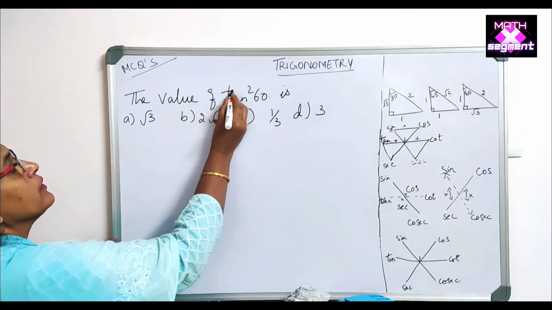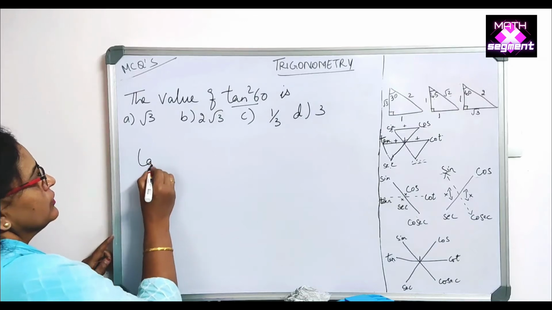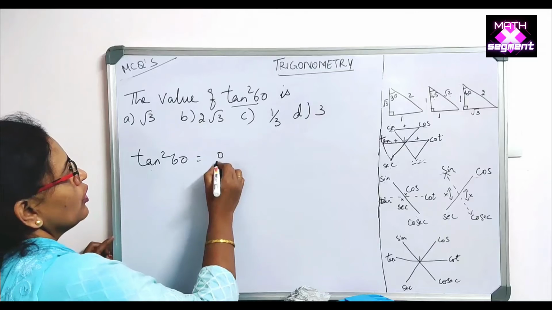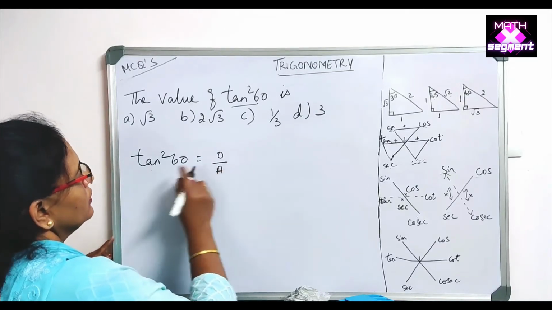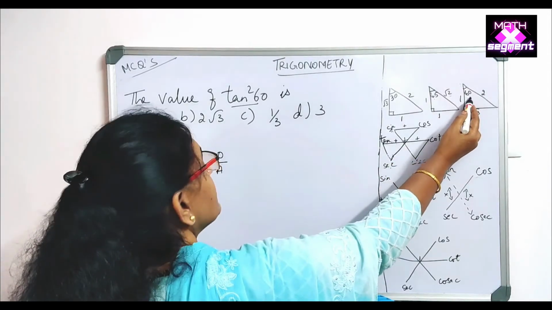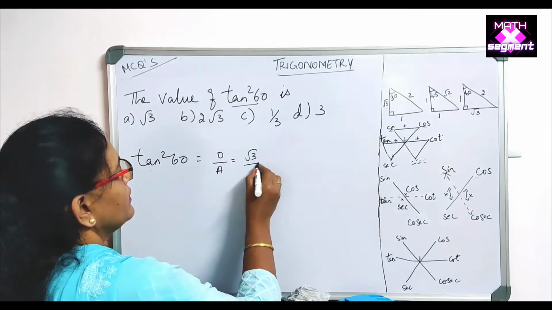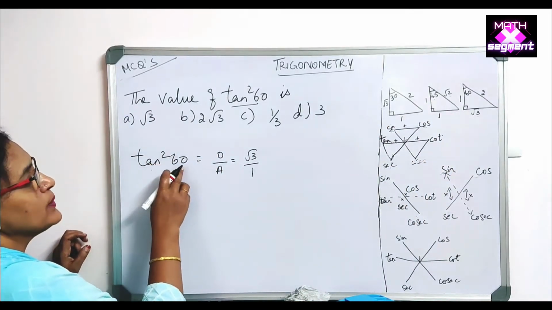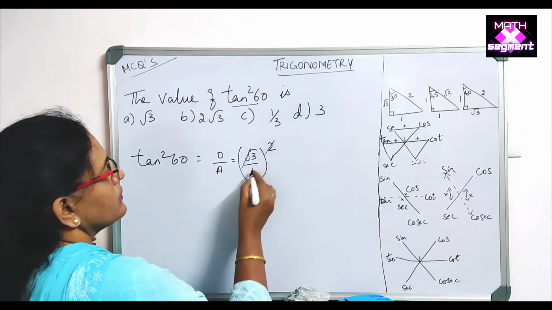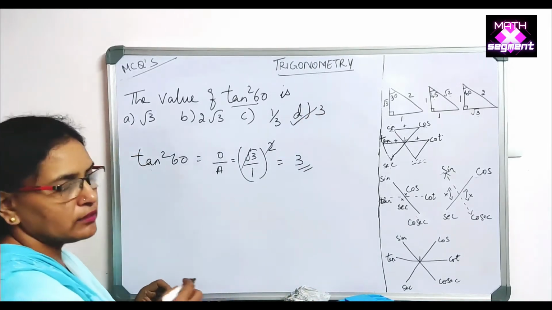Let's solve the next question. You have to find the value of tan square 60. Tan means, you know, opposite by adjacent. So under the right angle triangle where theta is 60, opposite is root 3, adjacent is 1. So that means root 3 by 1. But here they asked for tan square theta, so I am squaring this. The square gets cancelled with the root, and 1 square is 1 only. So what is remaining? 3. So option D is the correct answer.